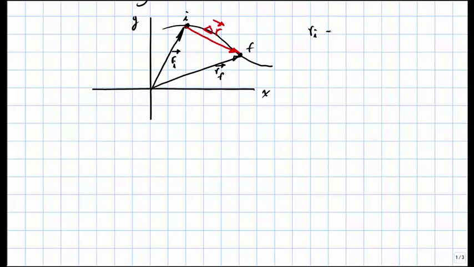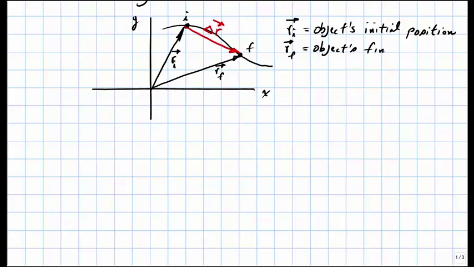So, r sub i describes the object's initial position. And it is a vector, so we'll place an arrow on top of it. Likewise, r sub f describes the object's final position. And delta r defines the object's displacement. And notice that each of these has a magnitude. In other words, there's a length and there's also a direction that's noted by a specific angle.